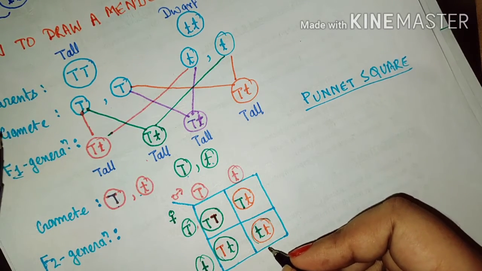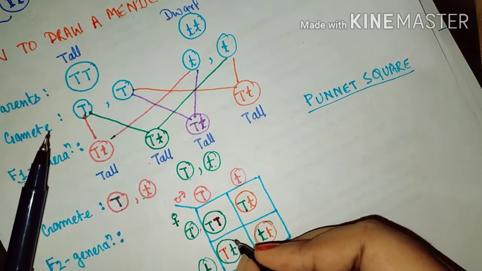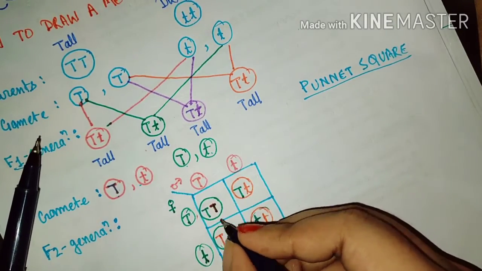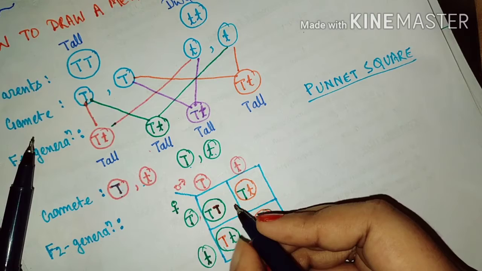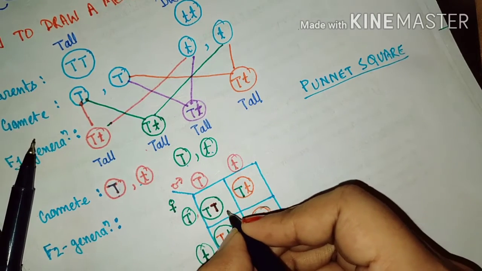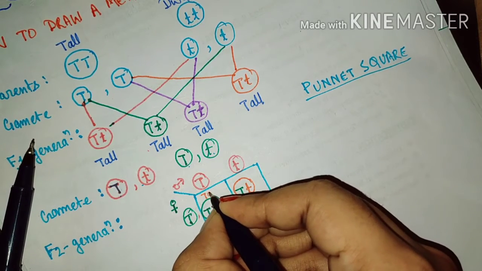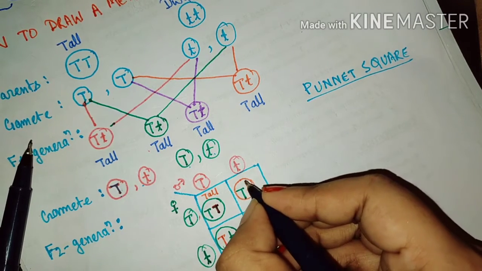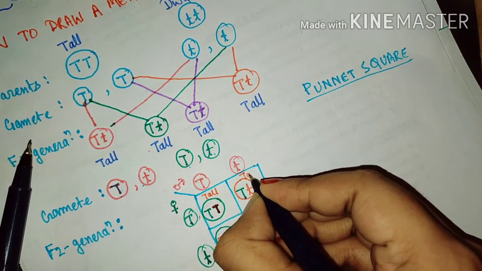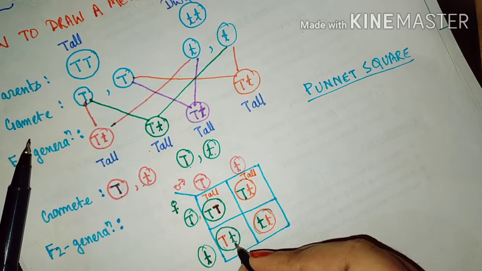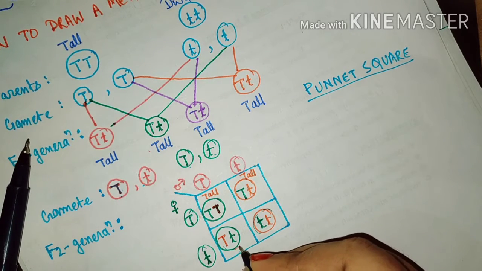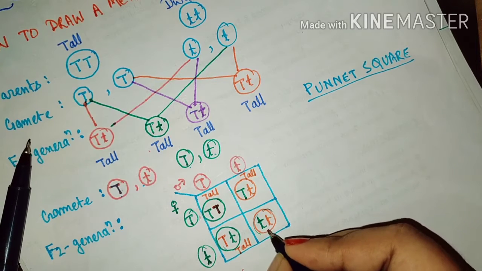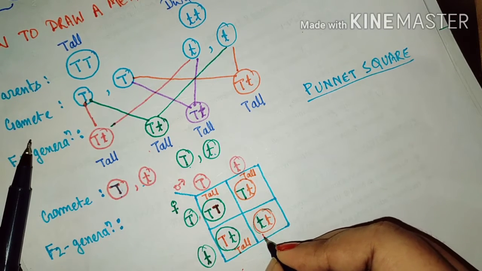Now let us see the phenotype, meaning what character these individuals will have. Capital T is tall. Capital T small t is tall. Capital T small t is tall. Small t is dwarf.